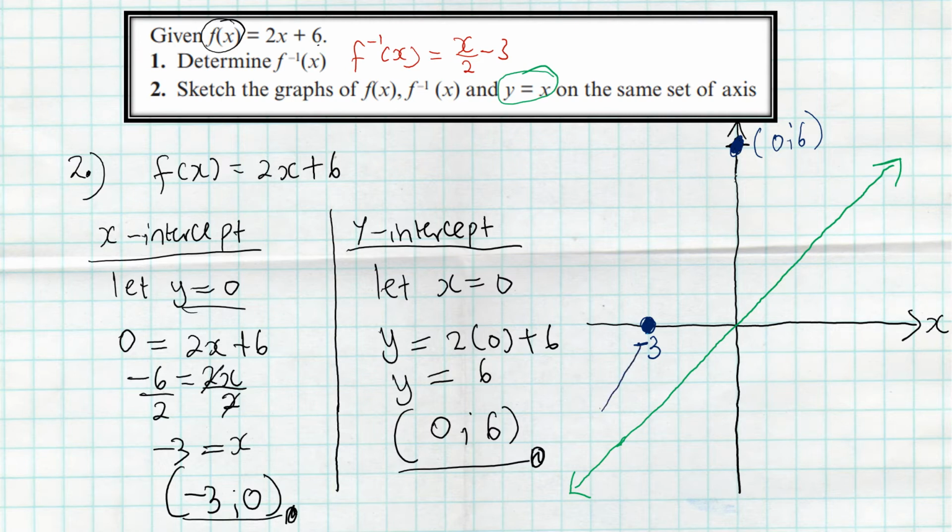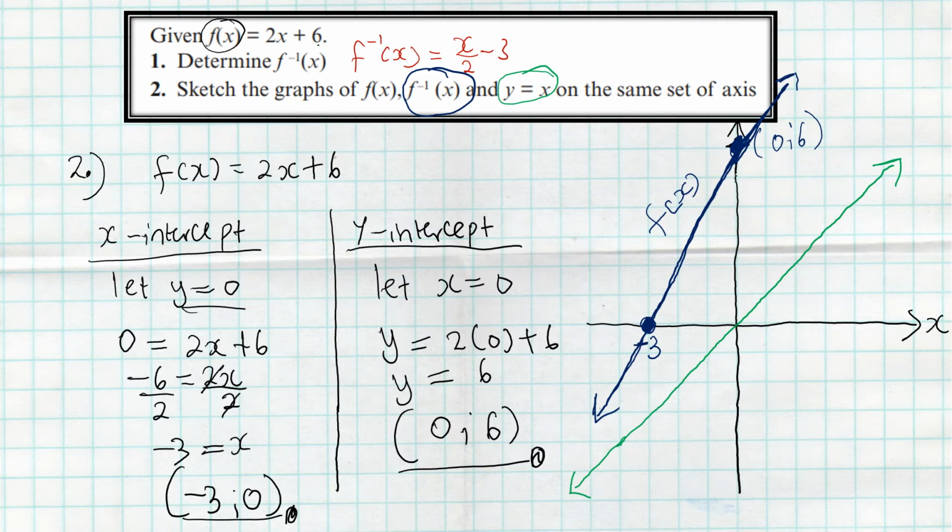Okay. So if I'm joining the 2 points, unfortunately I'm not using a ruler. So this is my f of x, right? This is our f of x. So now to sketch the inverse, it's very simple. Let's go and sketch the inverse.